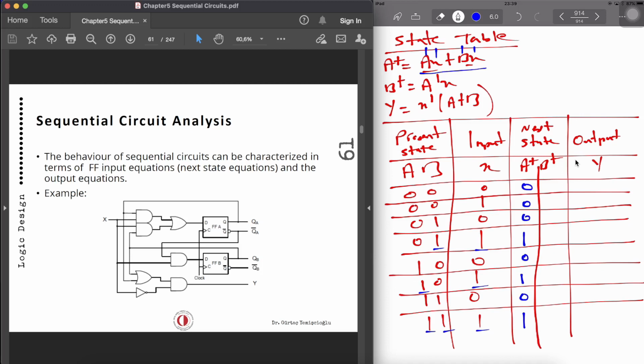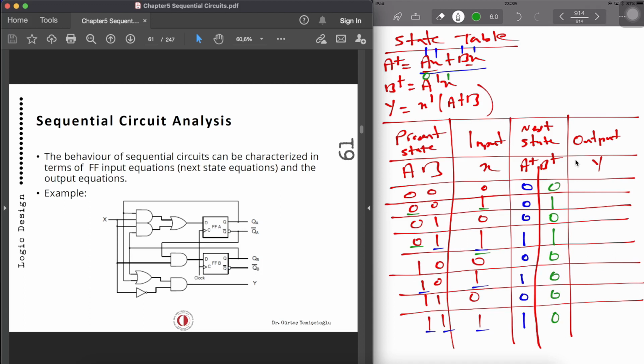Then the next state equation for B is A prime X. That means when A is 0 and X is 1, at these 2 points B plus is going to be 1, and the rest are all zeros.